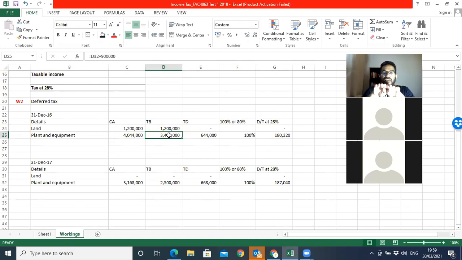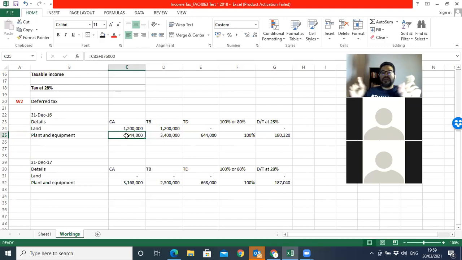So if we start off with a simple number, let's assume the only difference between accounting and SARS is plant and equipment. Let's assume before this plant and equipment adjustment, profit before tax is 1 million rand. So for accounting, it's 1 million rand. For SARS, it is 1 million rand. I'm just going to make this 4 million rand simple. I'm not going to say 4,044,000. Just to keep it simple, I'm going to call it 4 million.